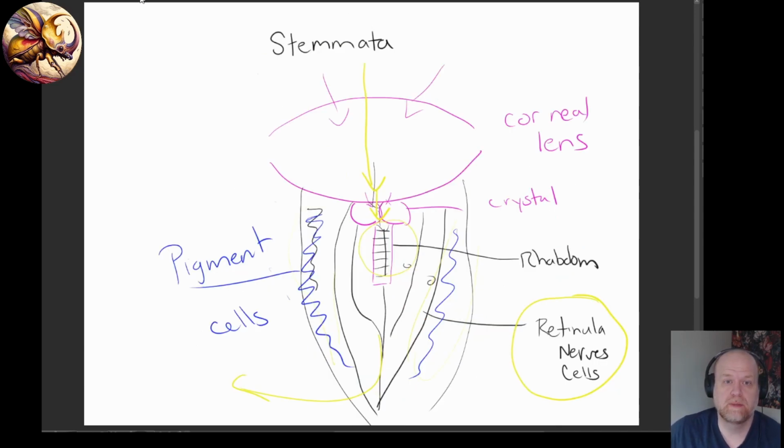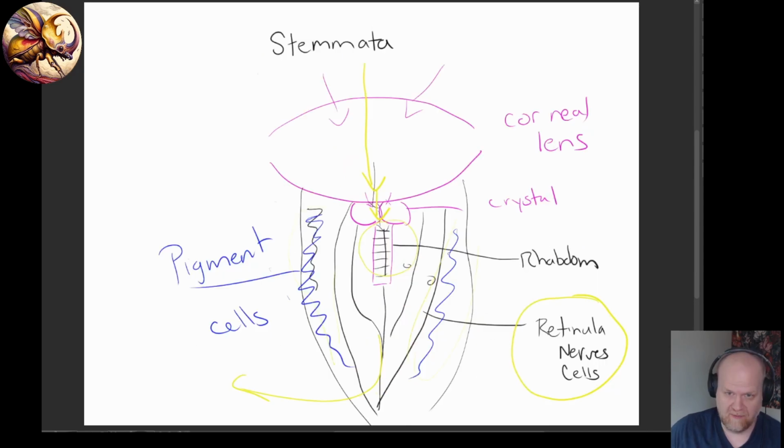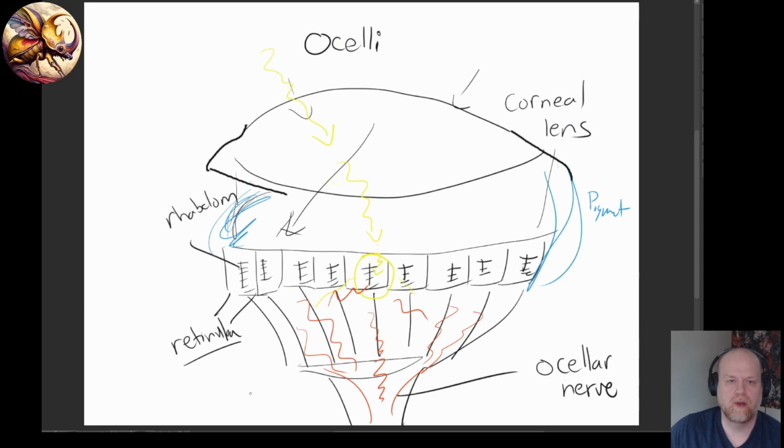So compared to something like the stomata, there's more going on. You have more rhabdomes, you have more retinula cells, you have a broader lens that forms the cornea. You don't have this crystal lens in the middle. You have a broader area of pigment around the sides. So you get more of a visual signal from the ocelli than you do the stomata.